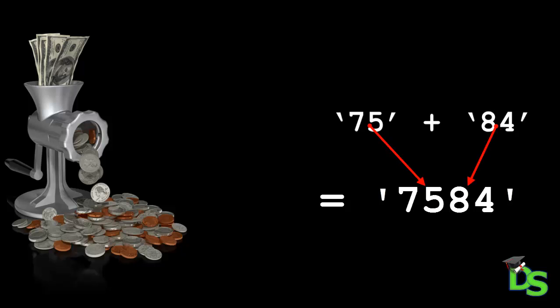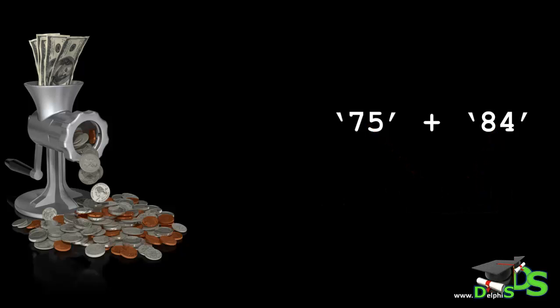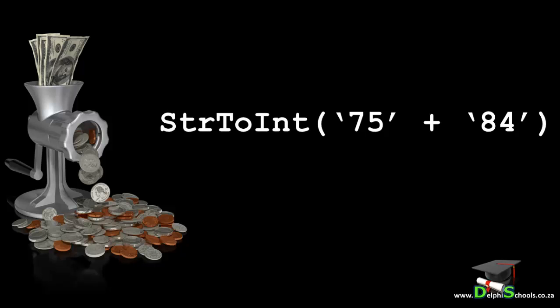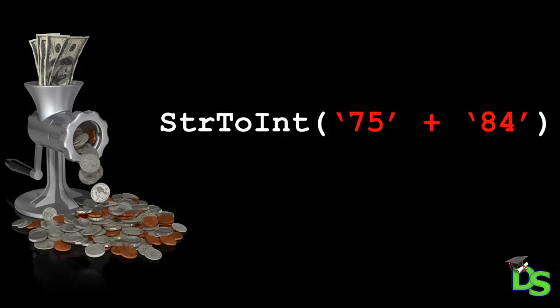To solve this problem, you must first convert the string or text values to integers. This can be done by using one of Delphi's built-in functions called the string-to-int function. The string-to-int function receives the text values as an argument, adds it, and then converts the result into an integer. The result will therefore be 159.